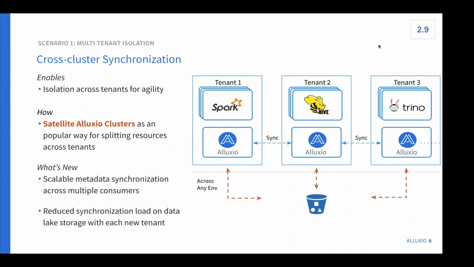Great. So that gets me to the first of the 5 highlights. The first feature that I'm highlighting is what we call cross-cluster synchronization. And a cluster here means an Alluxio cluster. So there are 2 general scenarios where this is applicable, and I'm describing the first one on this slide.